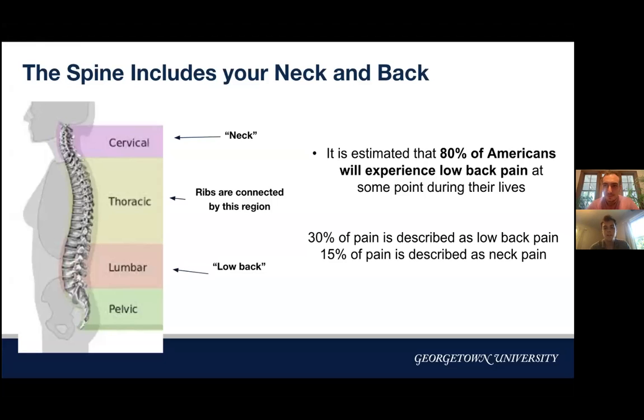All right, so to get started, we wanted to talk about the spine, which really includes your neck and your back. The cervical spine up here in purple is also known as the neck. And then the typical back pain that people think about tends to occur in the lumbar spine, in the orange there, and can involve your pelvis or your hip bones as well. It's estimated that 80% of Americans will experience low back pain, as I'm sure you have experienced, unfortunately. And of all the pain that patients experience, 30% is described as low back pain, while 15% can be described as neck pain.